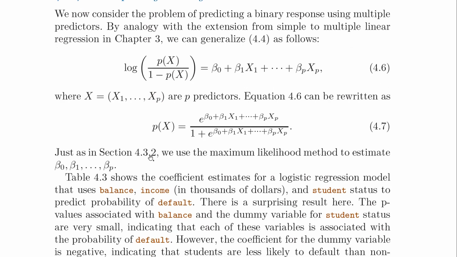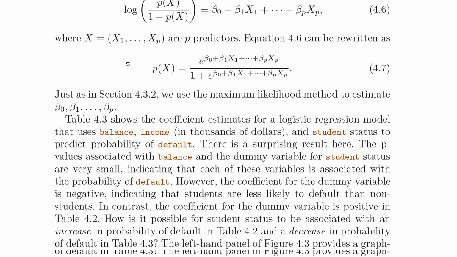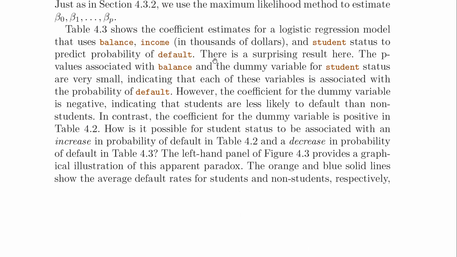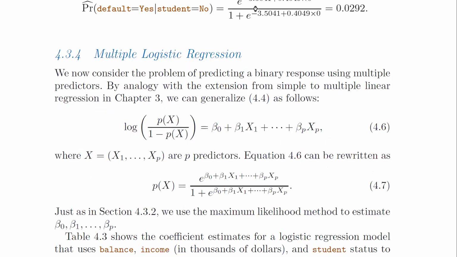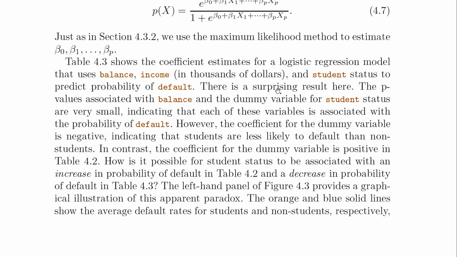Just as in section 4.3.2, we use the maximum likelihood method to estimate all these parameters. Table 4.3 shows the coefficient estimates for a logistic regression model that uses, so referring to this chapter, you have 2 numerical and 1 qualitative. So you see brackets yes, that means that we're using dummy variables and we're just saying 1 if yes, 0 if no, yes student, no student. There is a surprising result here. The p-values associated with balance and the dummy variable for student status are very small.